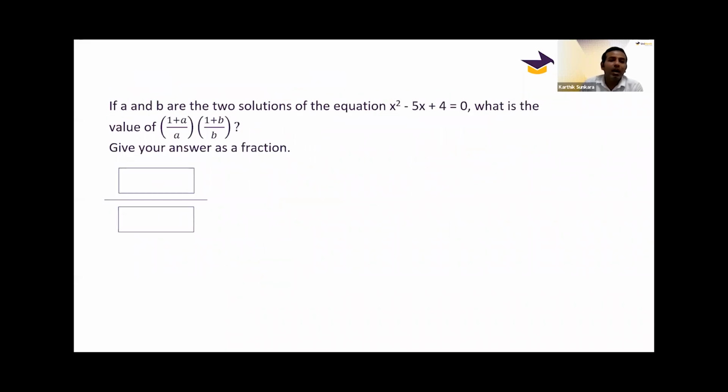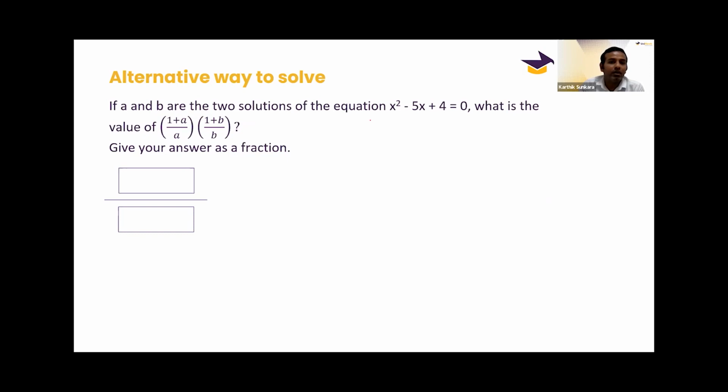So if A and B are two solutions of the equation x square minus 5x plus 4 equals 0, what is the value of 1 upon 1 plus A divided by A multiplied by 1 plus B divided by B? Now, most of the questions have at least two methods, right? Everyone knows at least one method, but it is better we know at least two methods to solve the question.